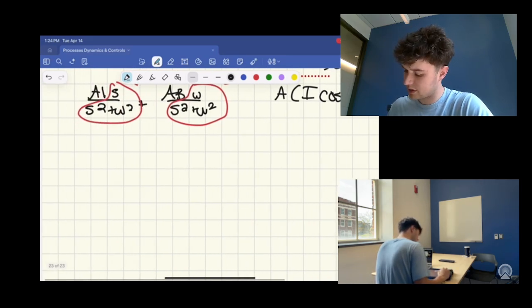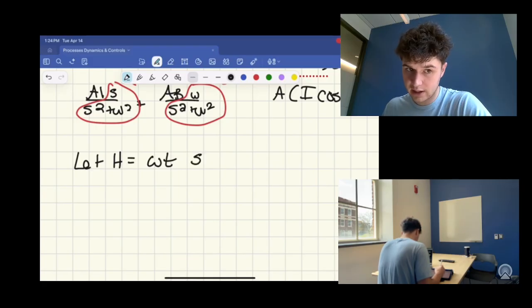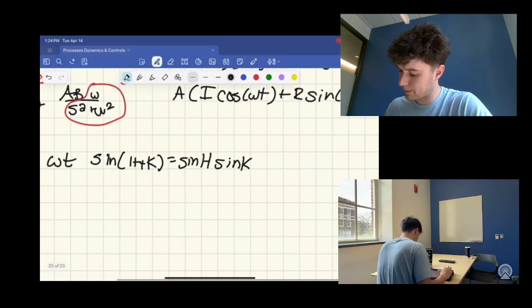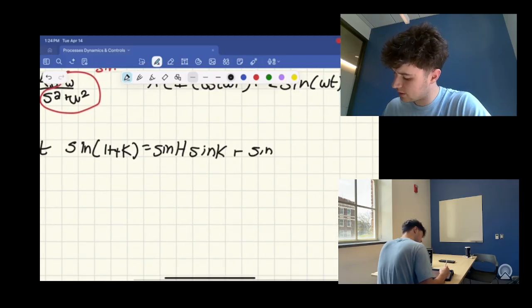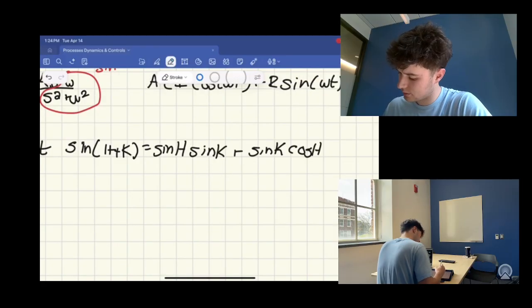Now, the next step of this is we're going to let H equal ωt. So sine of H plus K equals sine H times cosine K plus sine K times cosine H.